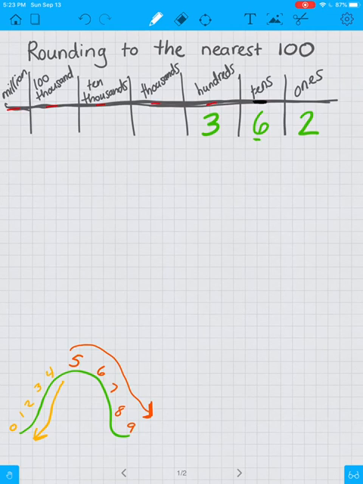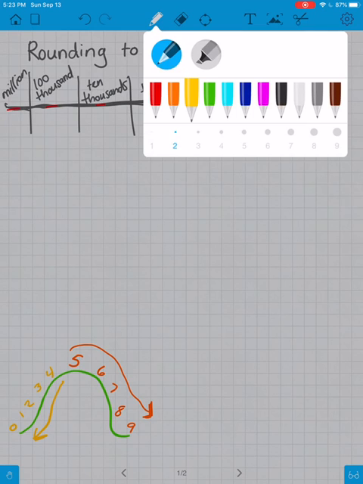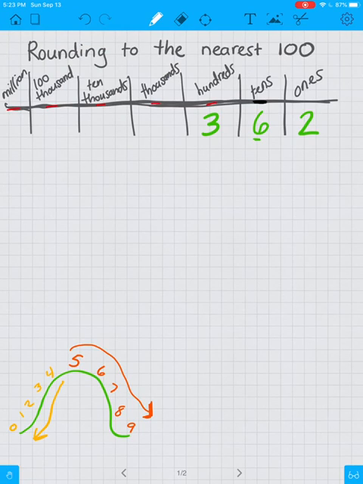so let's look at the number 362. So first thing I have to figure out, is the number 362 closer to 300, or is it closer to 400? In order to round your hundreds up, you're always looking at the number to its right to make that determination, okay? So I'm going to do another number line, and you don't always have to do a number line, but sometimes it helps.